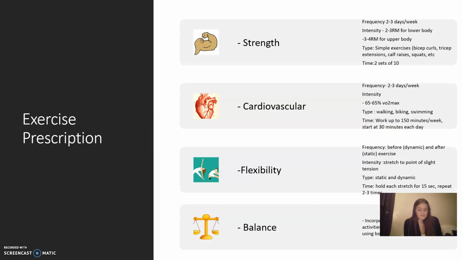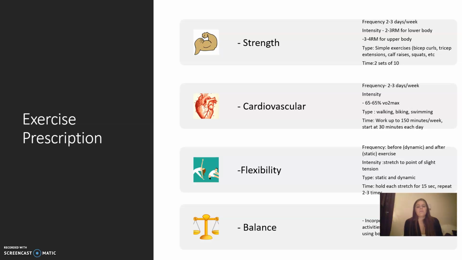So for the client's exercise prescription, I would focus a lot on strength and aerobic, mainly strength because he said he does want to improve his muscle mass and strength. So for frequency, for both cardiovascular and strength, I recommend about 2 to 3 days per week, just so he doesn't get overworked, he doesn't get too tired. For the intensity for strength, once again, about 2 to 3 RM, 3 to 4 RM. I don't want to overwork him. He does have low muscle tone and he is untrained.